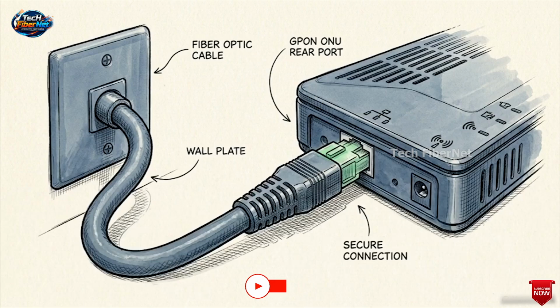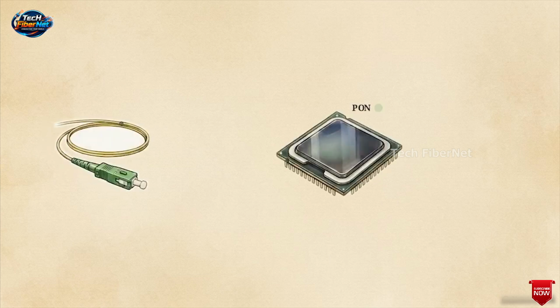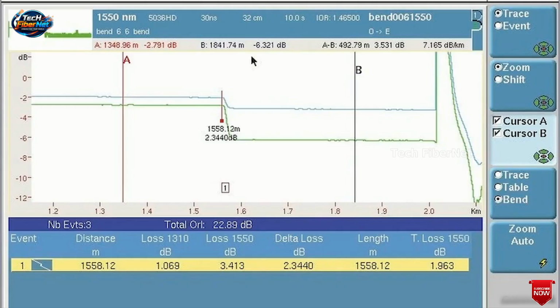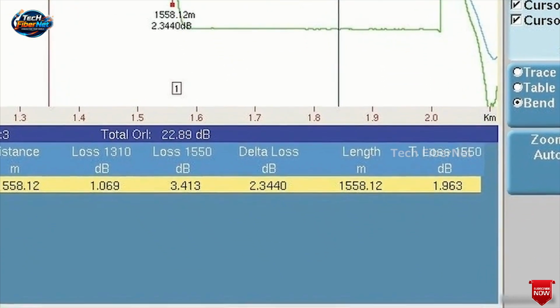If that PON light is blinking, your device sees the optical light arriving from the street, but it can't understand the data well enough to complete the registration process. This OTDR chart shows signal loss analysis. Notice how a fiber bend causes significantly higher loss at the 1550 nanometer wavelength. This is macrobending. When a cable gets pinched, light leaks from the core, dropping optical power below what the receiver needs.